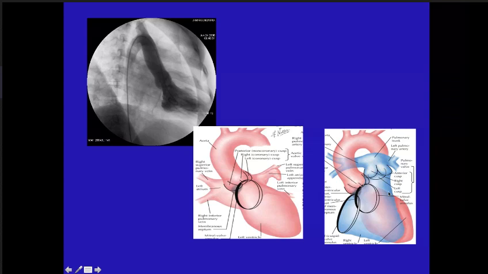Just to explain, look, this is how it looks. Although you are seeing the LV opacified, the red color, the RV blue color is actually sitting on top of it, like this. Can you imagine that? Yes, sir.